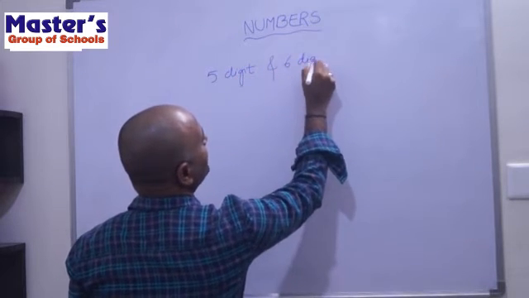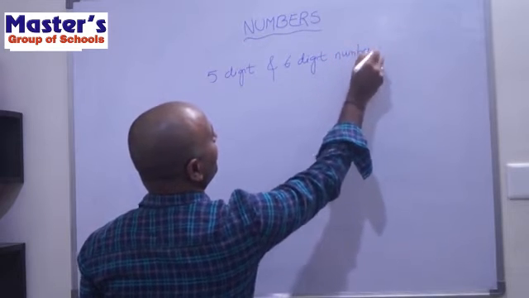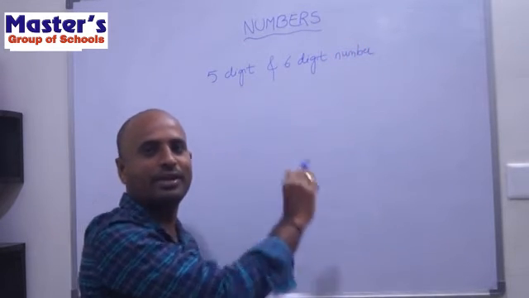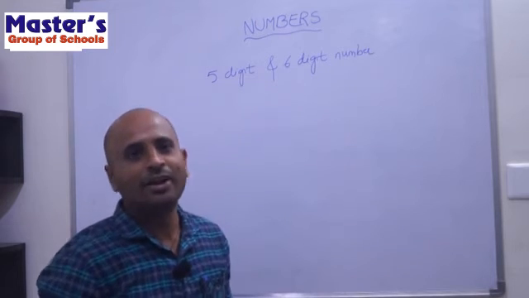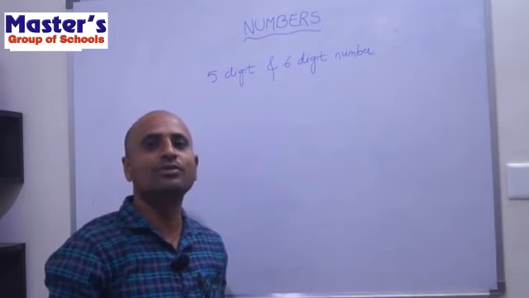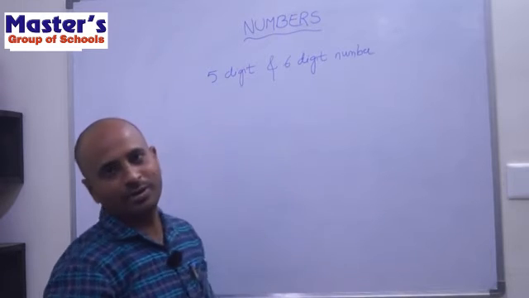So for 5-digit numbers and 6-digit numbers, we will learn how to write the number names, how to write the expanded notation, and how to write the place values and face values for each digit in the number.